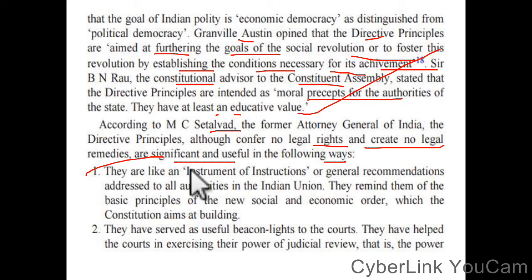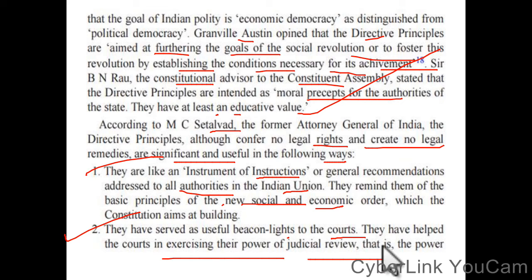They are like an instrument of instructions or general recommendations addressed to all authorities in the Indian Union. They remain as the basic principles of the new social and economic order which the Constitution aims at building. They have served as useful beacon lights to the courts. They have helped the courts in exercising the power of judicial review.